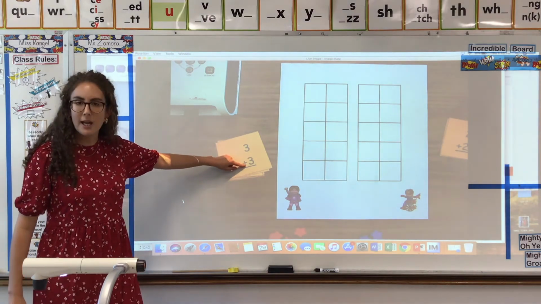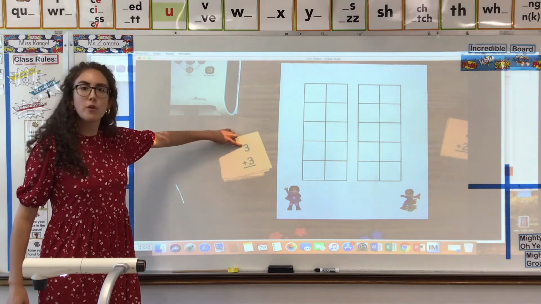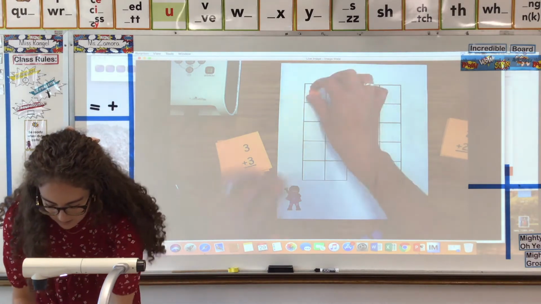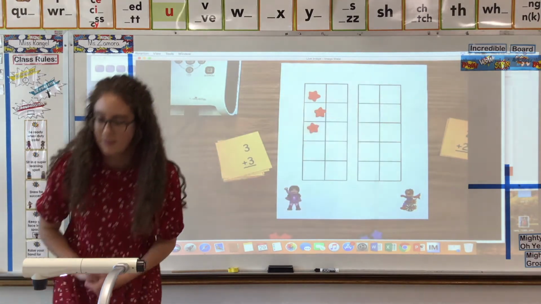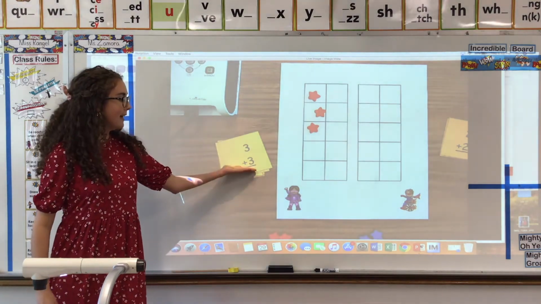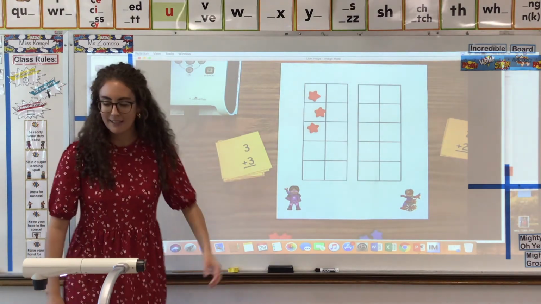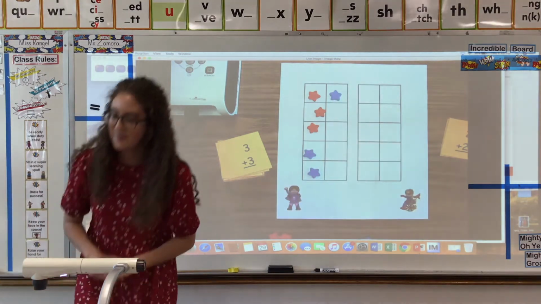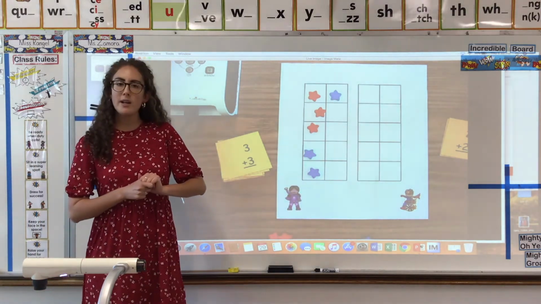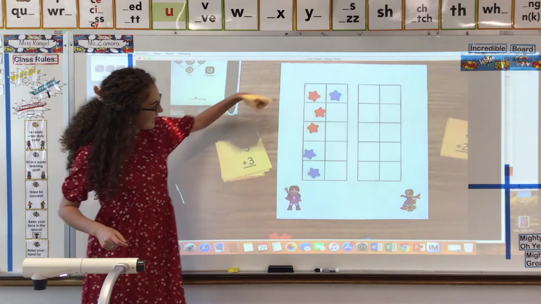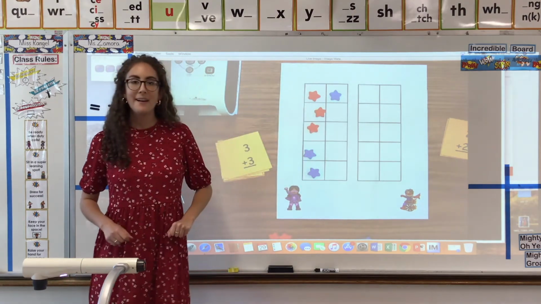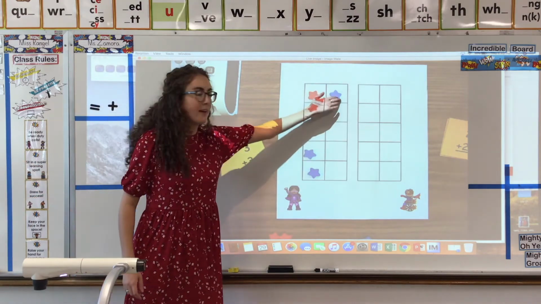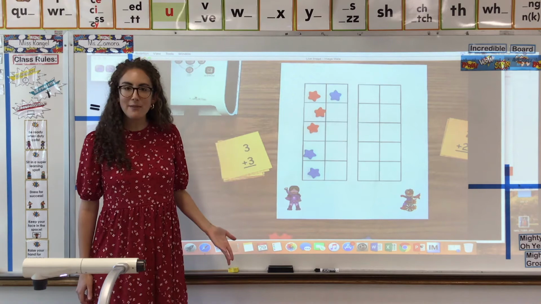3 plus 3. So can we start with 3 counters of one color? Can you start with 3? And then what are we going to add? 3. Go ahead, can you add 3 more in a different color? So what is our answer? 3 plus 3 is 6. It's 6, which is the same as 5 and 1 that we can see on our 10 frame.